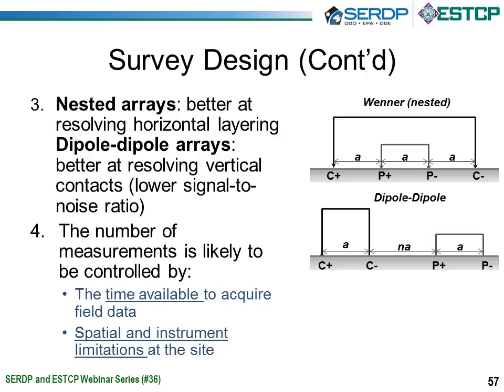So it'd be really nice to go out to a site and be able to collect a complete, comprehensive data set of all the different electrode configurations that you can possibly have. But we all have a limited amount of time, so it's likely that the time you have available will determine how much data you collect. Additionally, there may be spatial and instrumentation limitations at the site. So by spatial, it's just how many electrodes can you fit at a site, and you may also have power limitations.